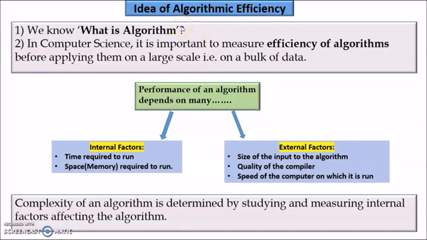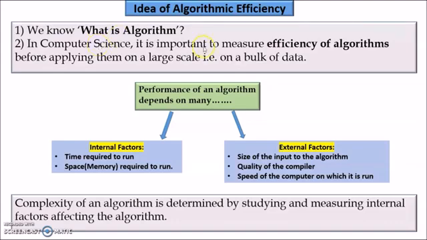We know what is an algorithm. What do you mean by algorithm? An algorithm is a method or a procedure for accomplishing a specific task. Yes. So later this algorithm can be programmed on the computer.